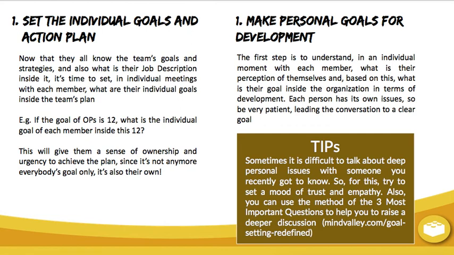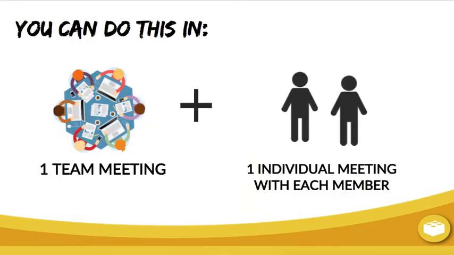Make sure that for both of these items, set the individual goals and action plan and make personal goals for development, you leave this space with clear goals. These things cannot be blurry or abstract. They need to have clear goals and objectives and a way of knowing if the member achieved them or not.